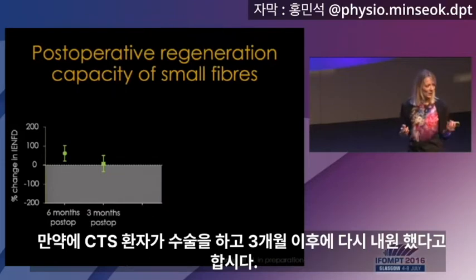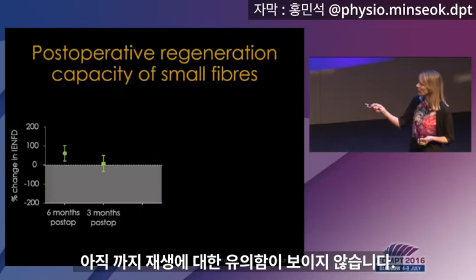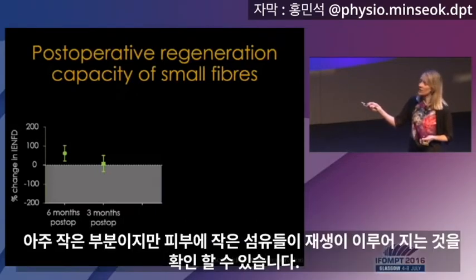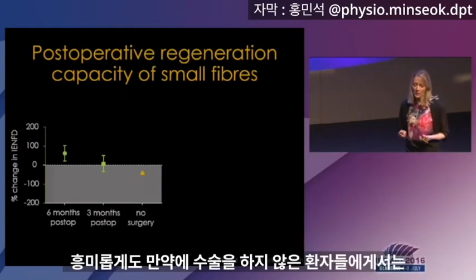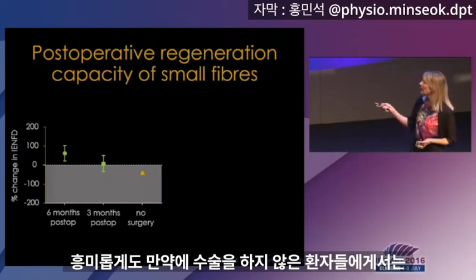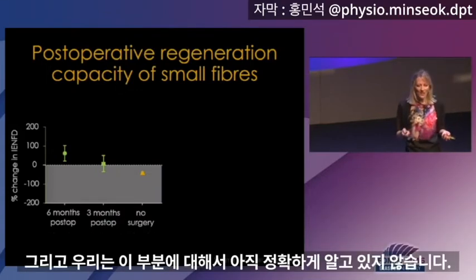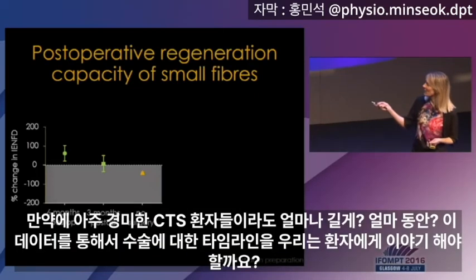So if we have patients with carpal tunnel syndrome and they get operated, at 3 months when they come back, there is not an awful lot of regeneration as yet. However, at 6 months, there is at least partial reinnervation of the small fibers into the skin. Interestingly, though, if patients have no surgery, they continue to show a loss of this small fiber population over time. And even though we don't know exactly as yet whether that is the truth, that makes me think, even if it's a simple carpal tunnel syndrome, maybe we have to start thinking, how long do we really want to leave those patients before they get treatment?